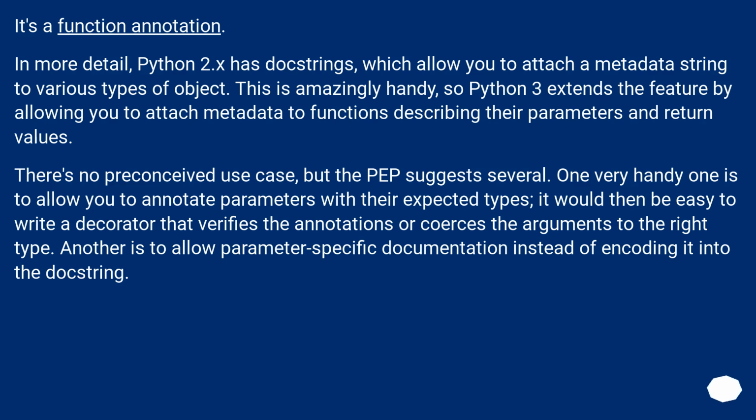One very handy one is to allow you to annotate parameters with their expected types. It would then be easy to write a decorator that verifies the annotations or coerces the arguments to the right type. Another is to allow parameter-specific documentation instead of encoding it into the docstring.